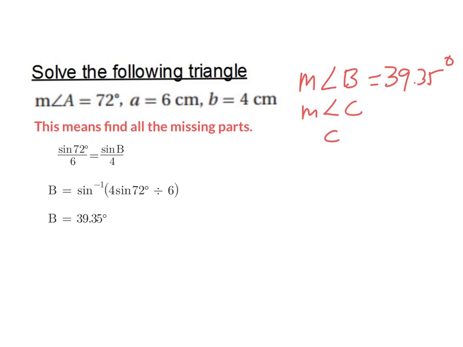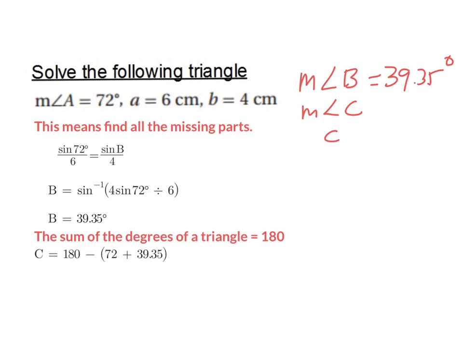Now, angle C is what I should find next, right? Because I have two angles. So I just have to add 72 plus 39.35, subtract that from 180. Okay. So what is it? 68.65. So here's the thing that's why that's important and why I don't want you to use trig functions to find the angle. This guarantees that all three angles add up to 180 degrees exactly. Okay? Based on how we rounded. It can't be 180.01 degrees. It can't be 179.99 degrees. It has to equal 180 exactly.